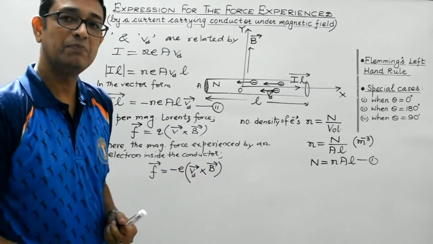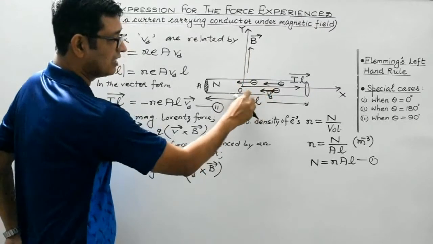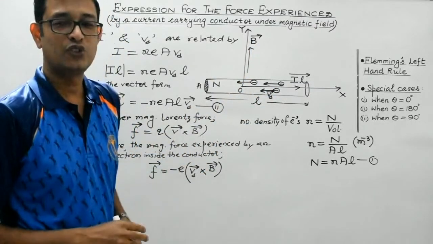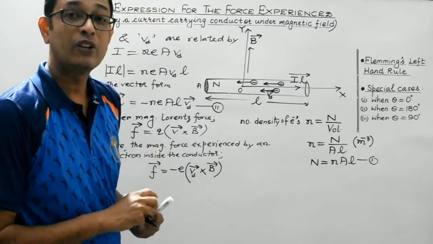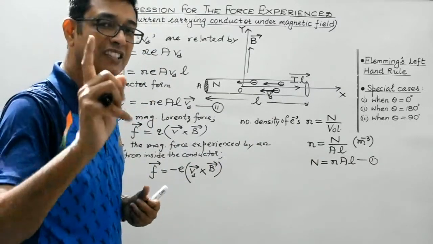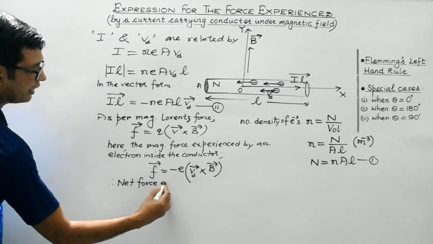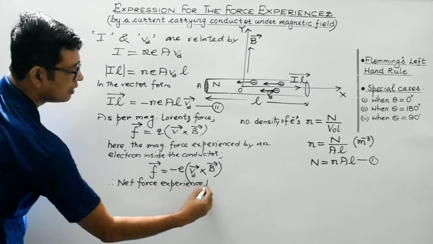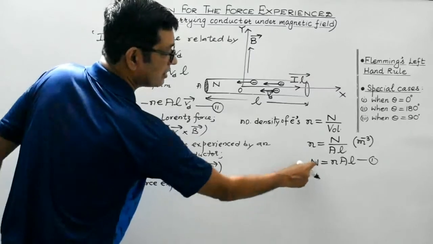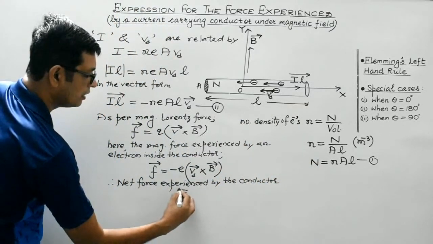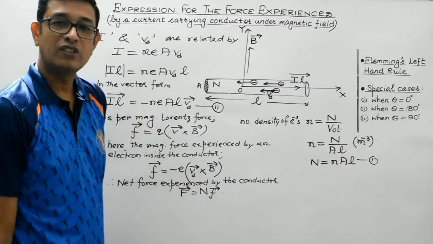This is, students, as per the magnetic Lorentz force. A single electron inside this current carrying conductor under the influence of this magnetic field will experience this force. So what about the total force experienced by the conductor, which contains N electrons? It will be equal to N times the magnetic force experienced by a single electron, isn't it? So the net force experienced by the current carrying conductor, which contains N electrons, will definitely be given by F vector equal to capital N times small f vector. I hope you have understood this concept.